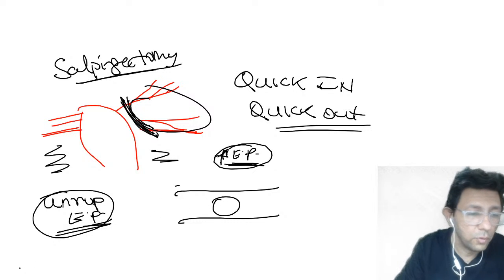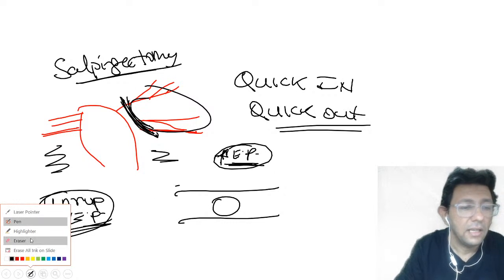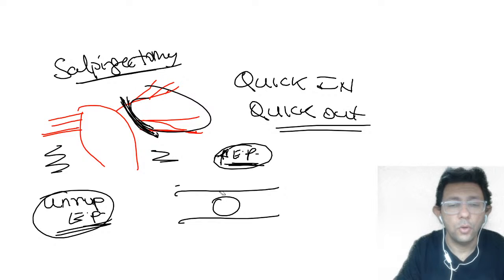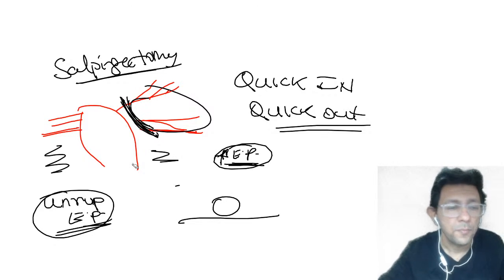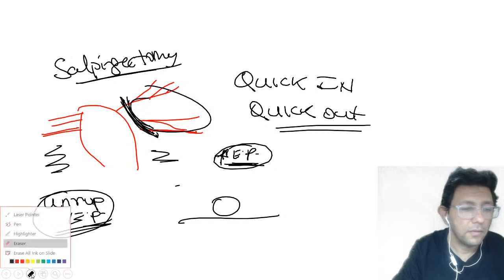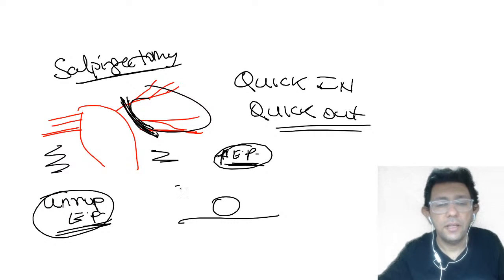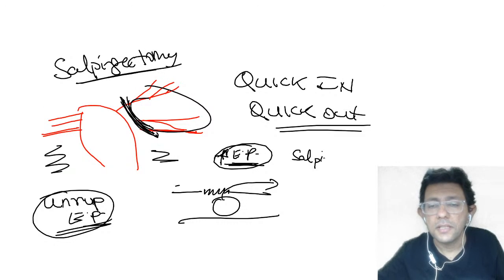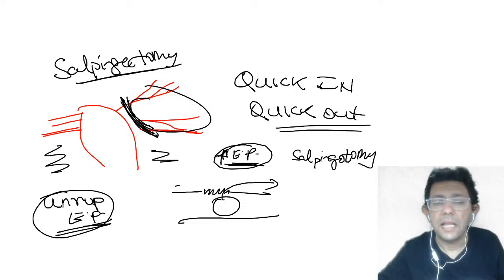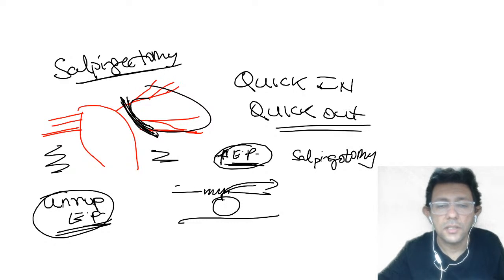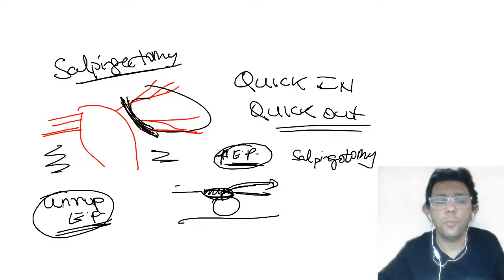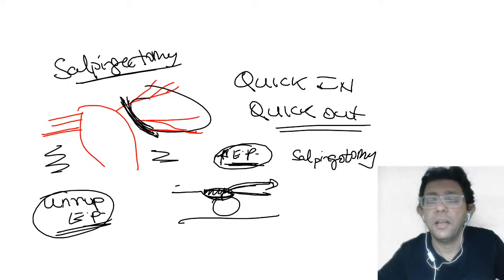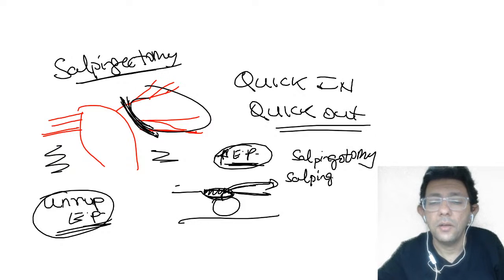All of you please pay attention: I cut open the fallopian tube, and I remove this ectopic pregnancy, and then I suture the tube back. That is called salpingotomy. And suppose I do not even suture the tube and keep it open, I just remove the ectopic pregnancy and allow the fallopian tube to heal by secondary intention, that is called salpingostomy.